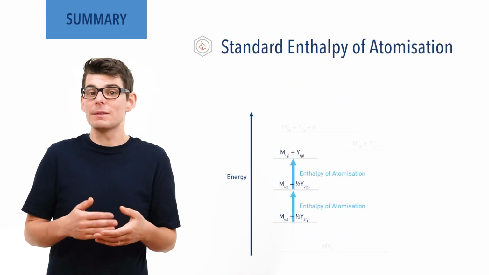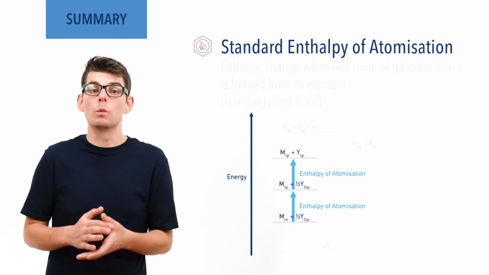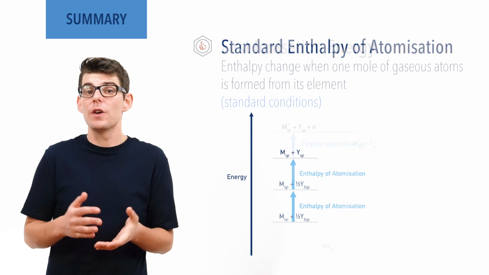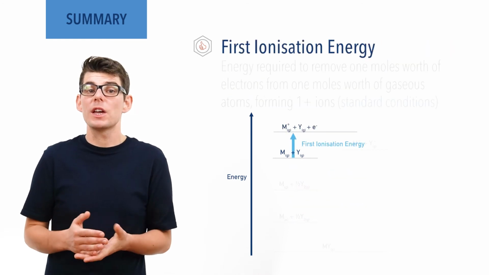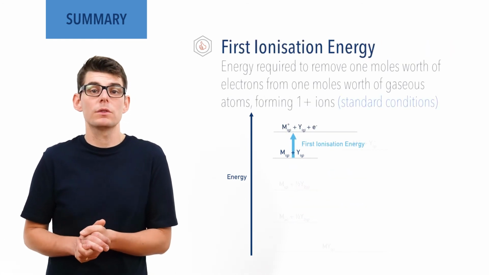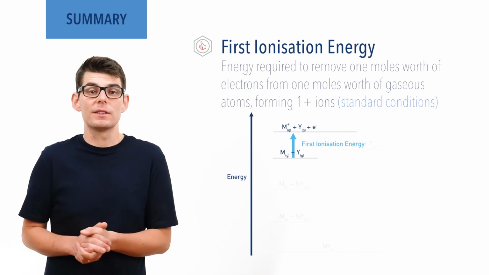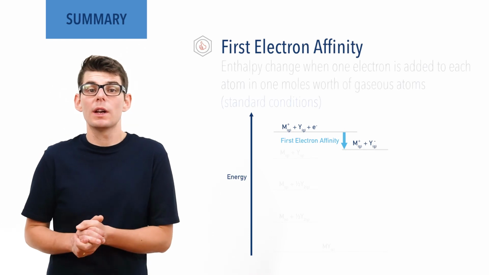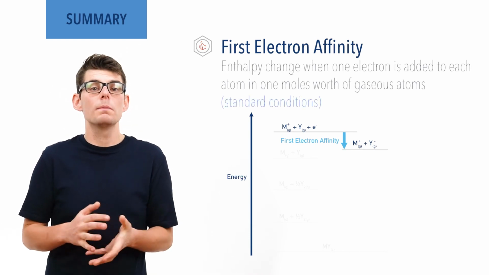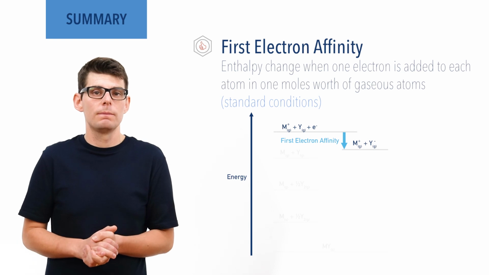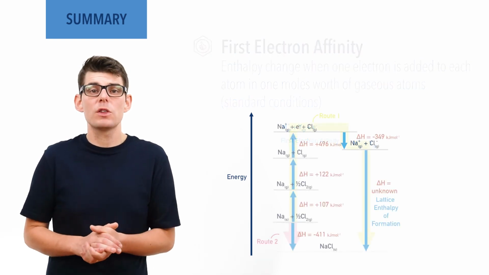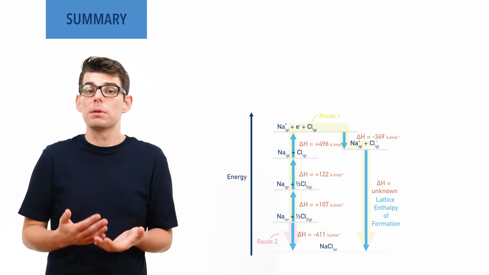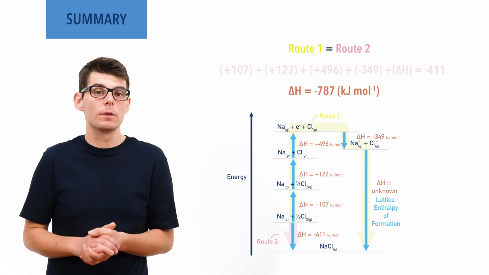Standard enthalpy of atomization, enthalpy change when 1 mole of gaseous atoms is formed from its element. First ionization energy, enthalpy change that occurs when 1 mole's worth of electrons are removed from 1 mole's worth of gaseous atoms. First electron affinity, enthalpy change when 1 electron is added to each atom in 1 mole's worth of gaseous atoms. By substituting actual measured values for each enthalpy change in a Born-Haber cycle, Hess's law can be applied to find the lattice enthalpy of formation.